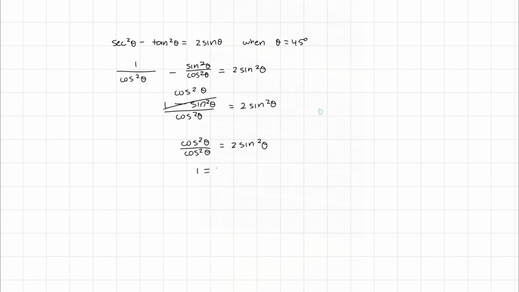Now we can replace theta with 45 degrees. The reference angle is pi over 4. At pi over 4, the coordinate will be radical 2 over 2, comma radical 2 over 2. So sine will be radical 2 over 2. When we square that, we get 2 over 4. When we multiply that by the 2, it's equal to 1.